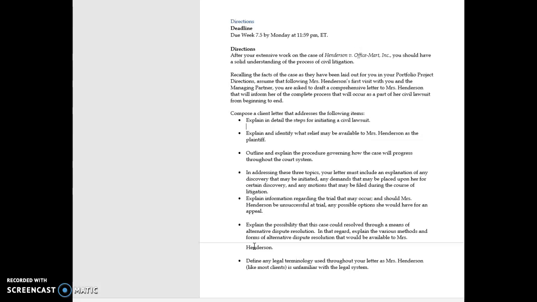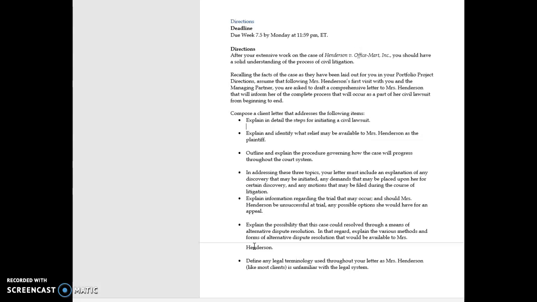Keep in mind, this is very different than anything we've done before because now we're writing to a client. In the past, we've written to the court and we've written to the supervising attorney, but we have not written a letter or anything directly to the client. So it's important to understand that your tone would be different.